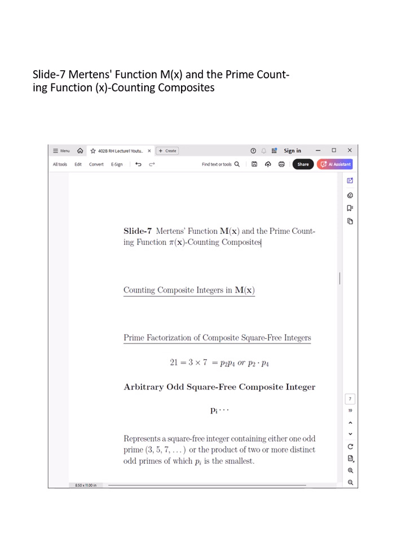And we write an arbitrary odd square-free integer as P sub I triple dot, which represents a square-free integer containing either one odd prime, like 3, 5, 7, and so on, or the product of two or more distinct odd primes, of which P sub I is the smallest. This symbol, P sub I, makes writing the terms in the infinite series we will develop simpler and less confusing.